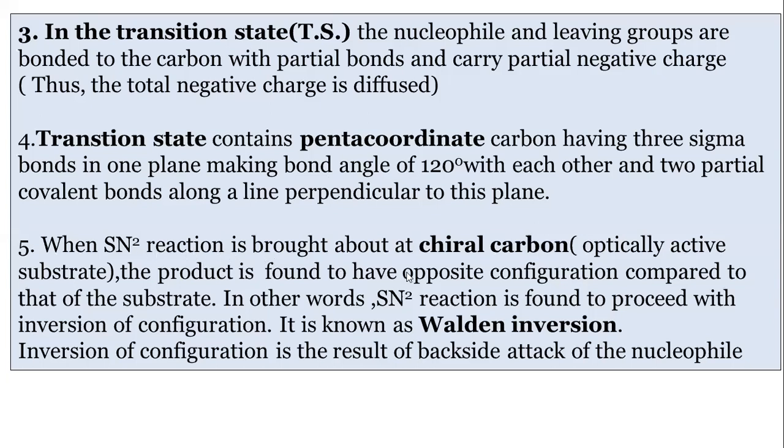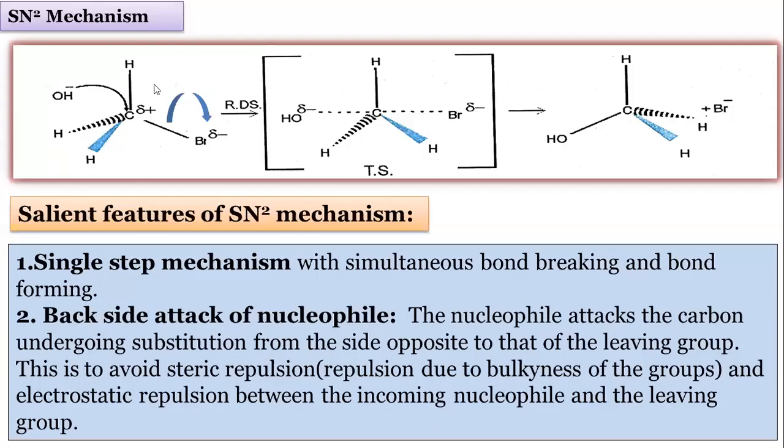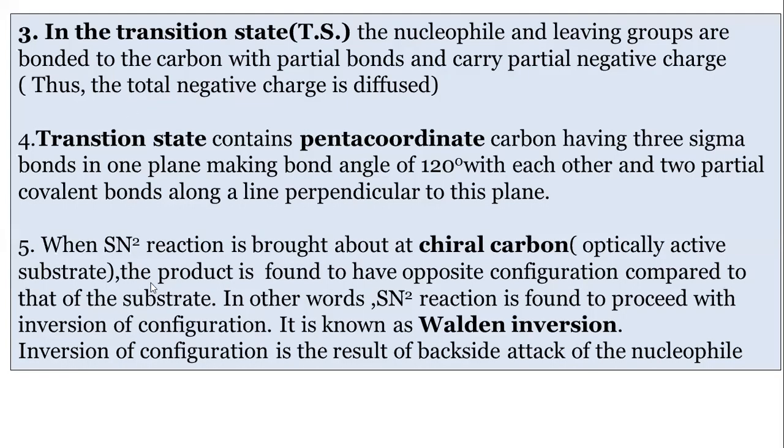When the SN2 reaction is brought about at a chiral carbon, see, instead of this CH3, which is optically inactive because the same groups are attached here, hydrogen is the same, this hydrogen is the same. If instead an optically active compound is taken, it is clearly seen that the product has the opposite configuration compared to the substrate. In other words, we can say the reaction proceeds with inversion of configuration.